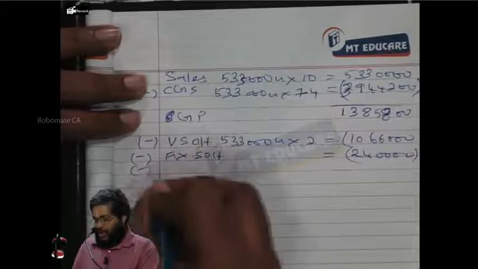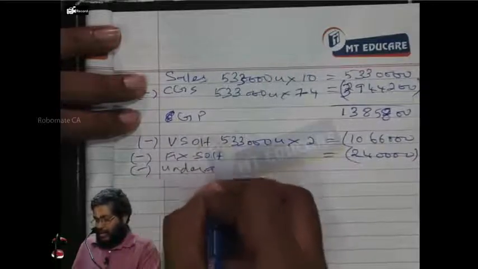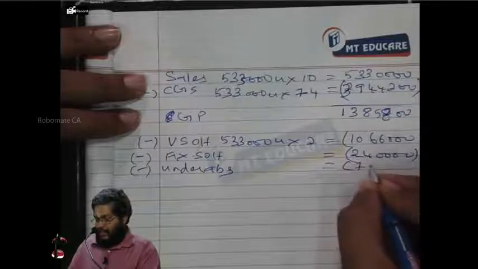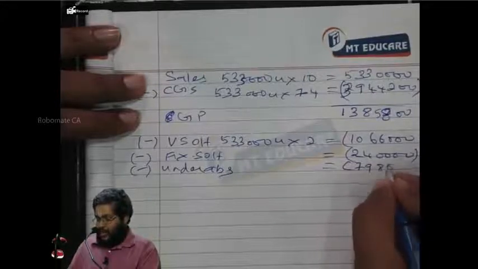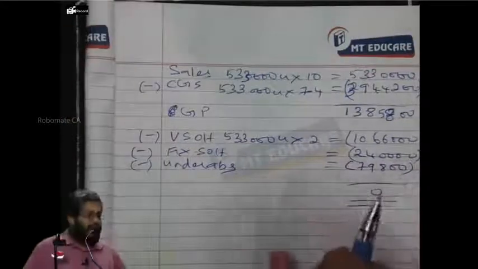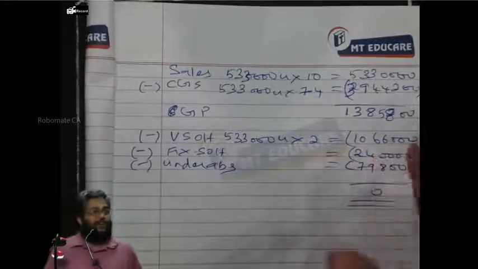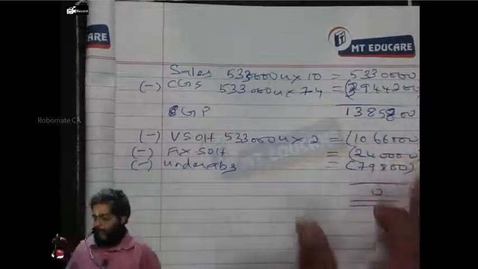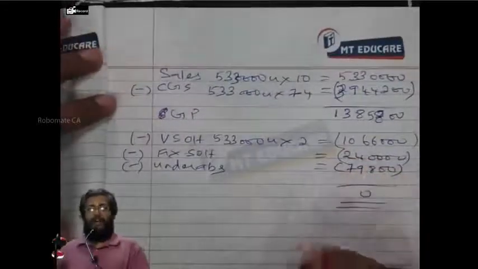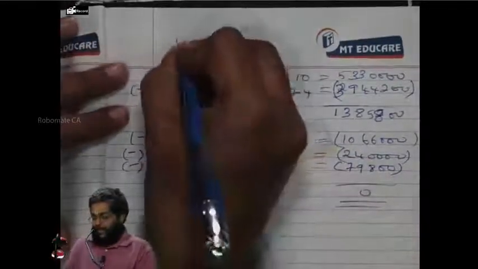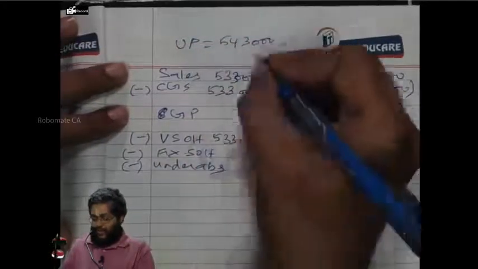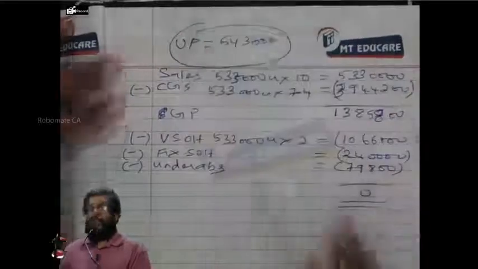Now, you also reduce what? Under absorption. What is the under absorption amount here? 79,800. I had a profit of 0, which is the profit we calculated in the previous sum. Okay. We all know that units produced in that sum is 5,43,000 units. Can I proceed or not?